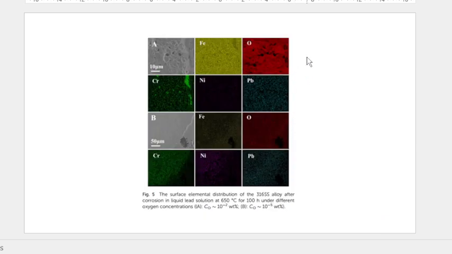This is the surface elemental distribution. As we can see, we have the oxide. This is for material A here. You can see oxygen, Pb also there. Same with the, but less of chromium. However, for B, we can see more chromium there.